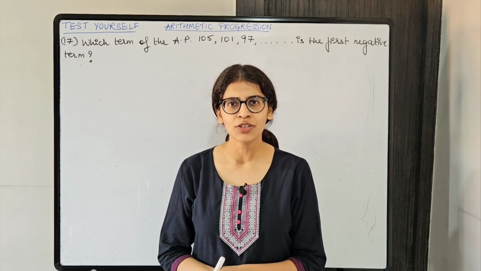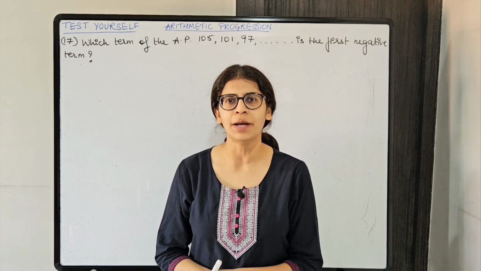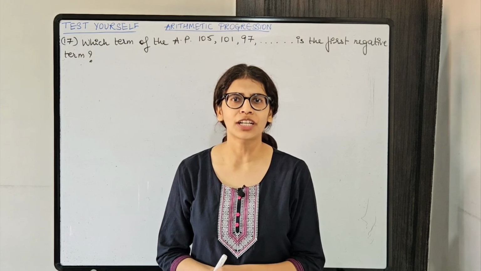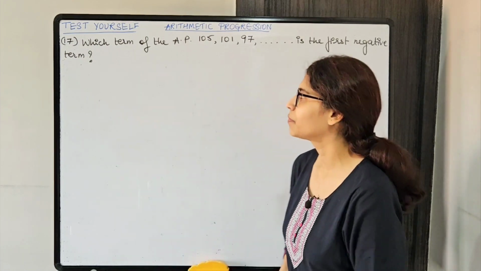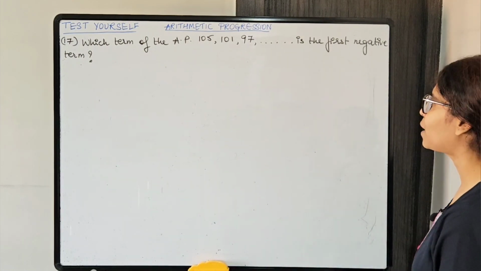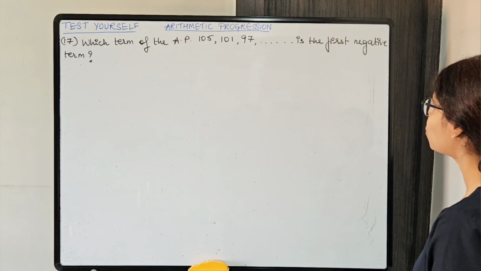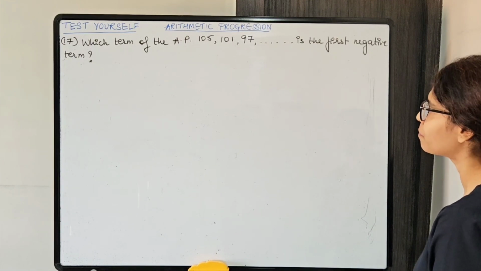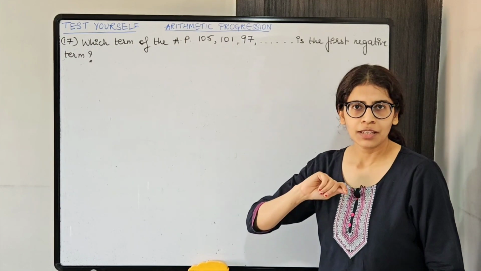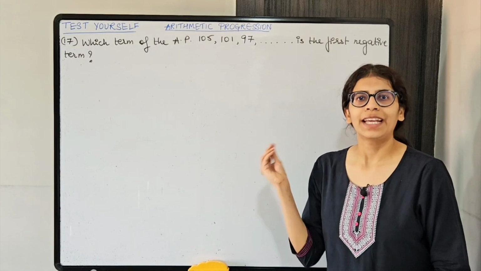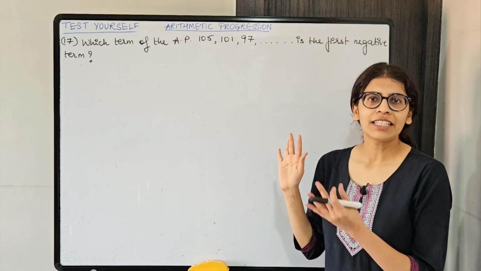In this video, we'll continue solving questions of Test Yourself from chapter Arithmetic Progression. So starting with question number 17. Which term of the AP 105, 101, 97 and so on is the first negative term? You are given the AP. So let's write down the AP and find out A and D first. Then we'll see how to solve.